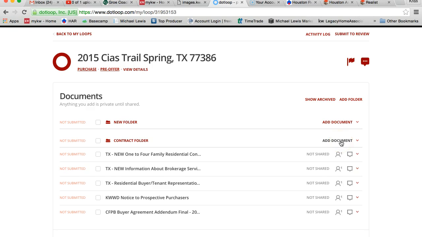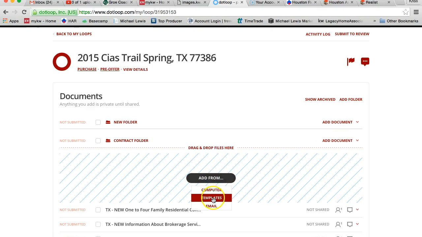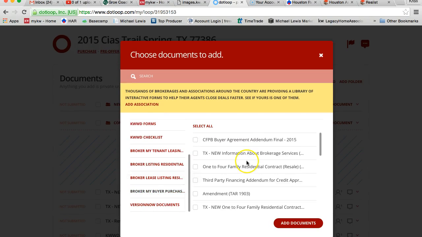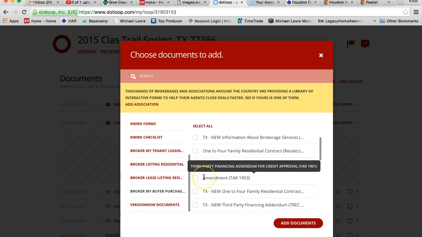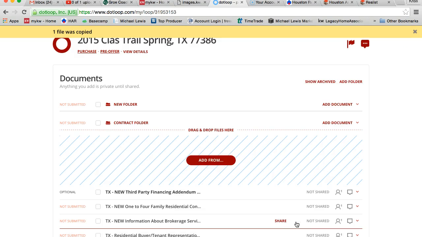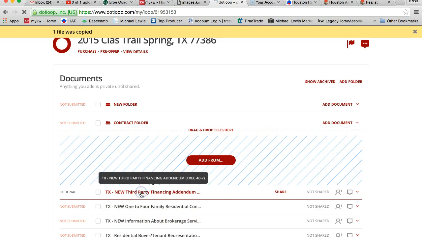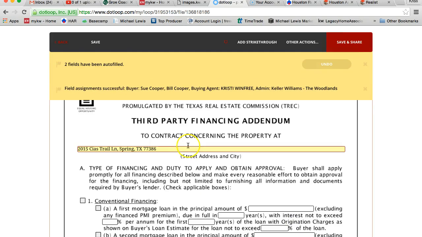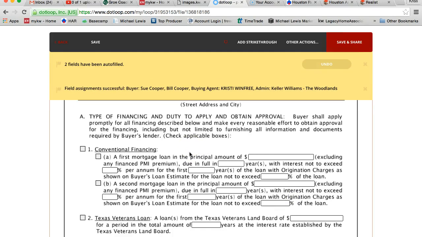So I'm going to go add document to my contract folder and go to templates, go down here to broker, my buyer purchasing, and it is the third-party addendum for financing addendum. So I'm going to hit add documents, and then I'm going to click on this. Again, it's going to ask me, do I want to autofill it with the property address? Yes, I do. It's going to save me a step. So there's the address right there.